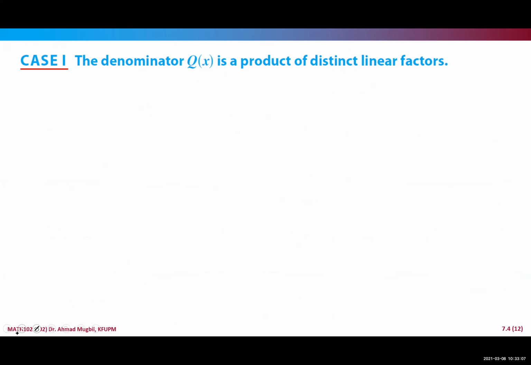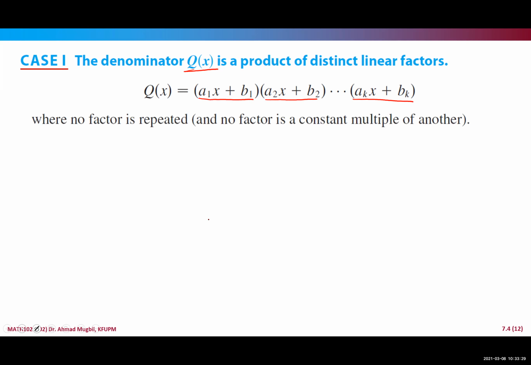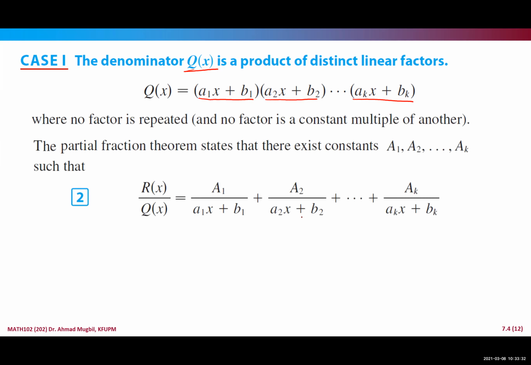Let's take the first case, when the denominator is a product of distinct linear factors like this. So you have a linear factor multiplied by a linear factor multiplied by a linear factor. Here we have k linear factors. Because we have k different linear factors, we will have k partial fractions. You will write it as a constant over the first factor plus a constant over the second factor and so on. These are the constants that we are going to find after that.